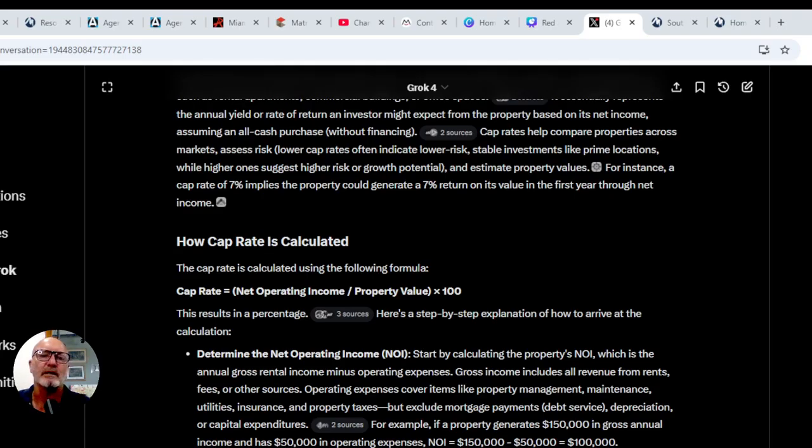And one thing to bear in mind, firstly, you can inquire yourself on Grok or ChatGPT or whatever it is, but from a broader principle point of view, the lower the cap rate, the more expensive the property, and that also normally means the better the property. The higher the cap rate, the cheaper the property, and that normally also means the quality of the property is not as good. So just bear that in mind.